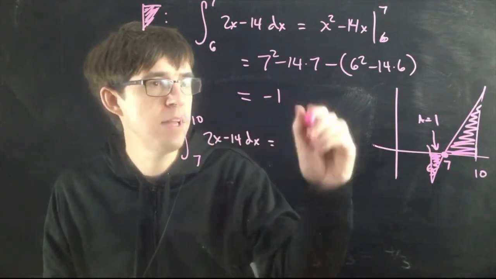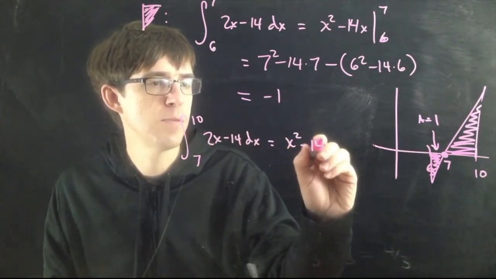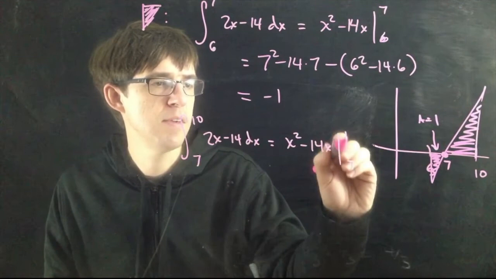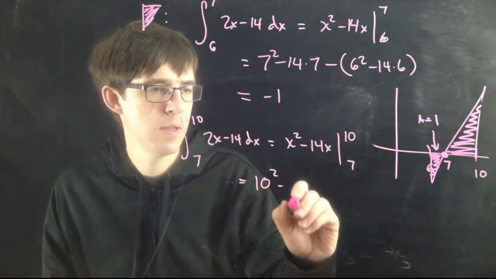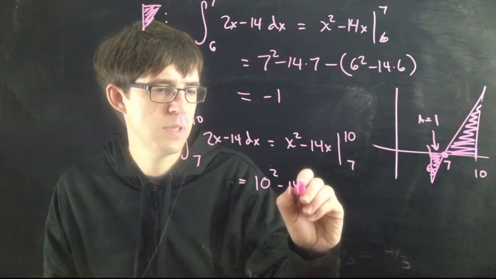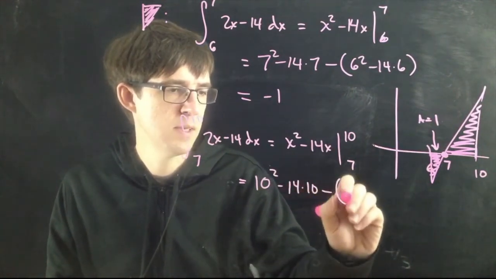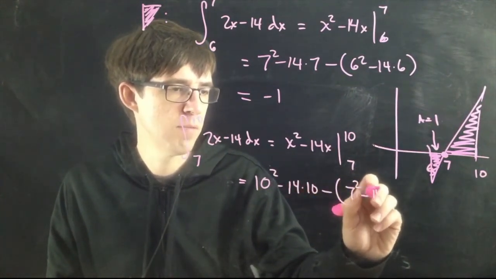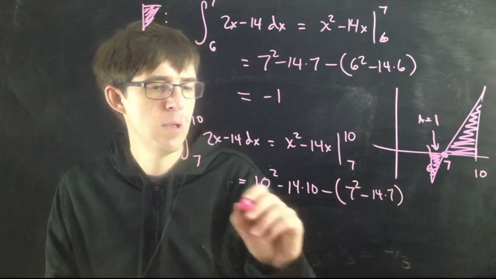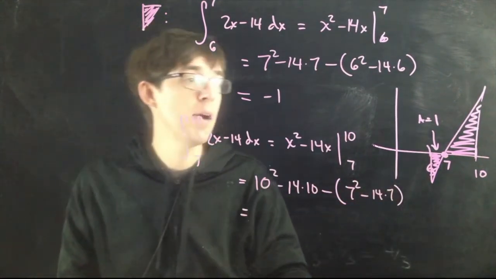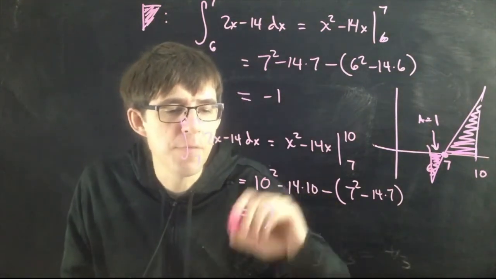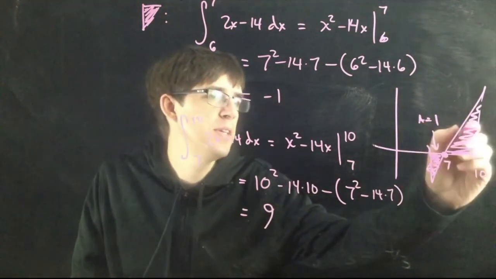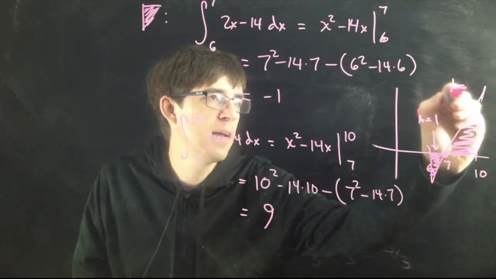I get the same antiderivative, which is x squared minus 14x. I plug in 7 and 10. Okay, plug them in. 10 squared minus 14 times 10 minus 7 squared minus 14 times 7. Put that in your calculator and smoke it. I got 9 from that one. All right, so that means this area here is 9.